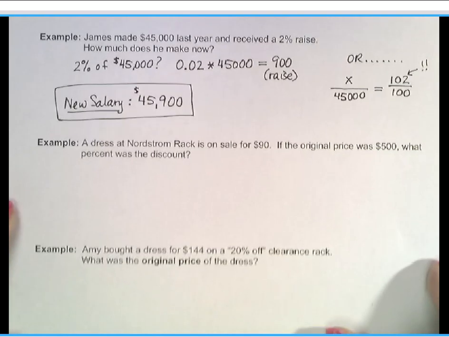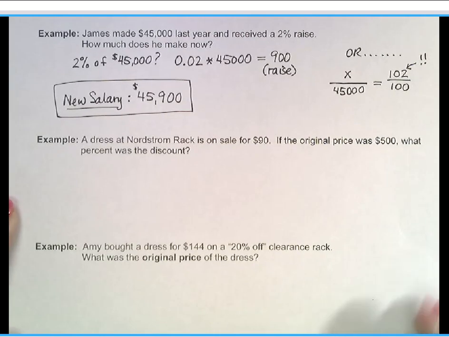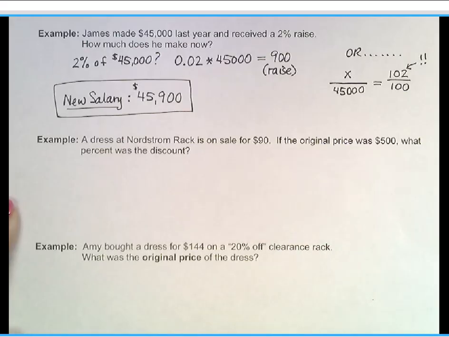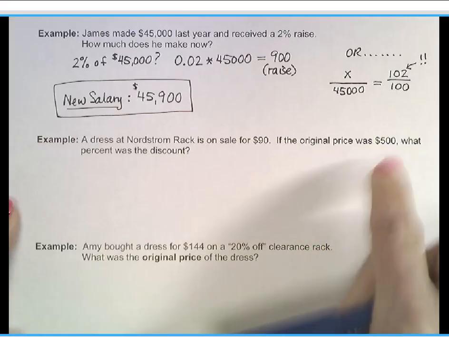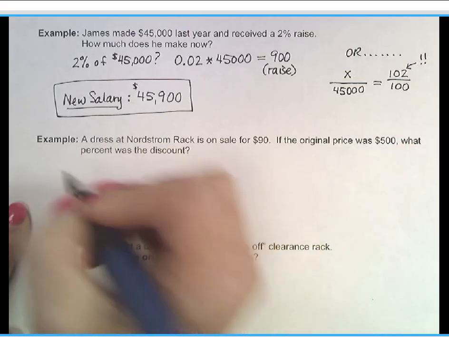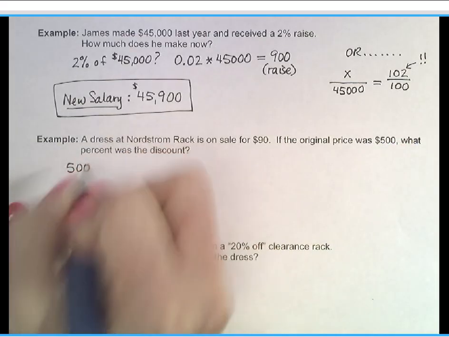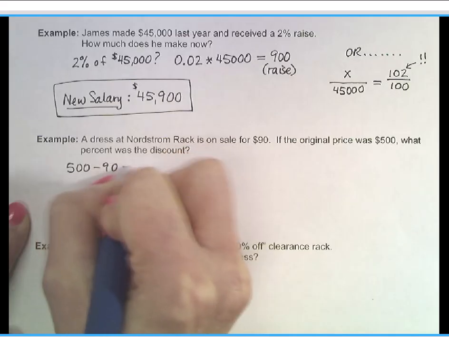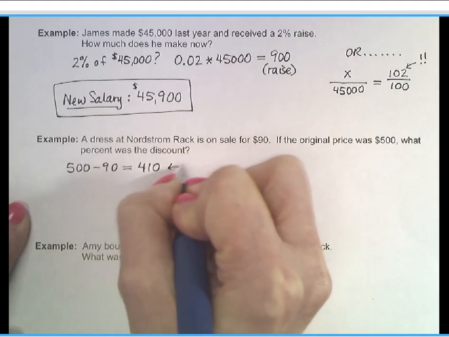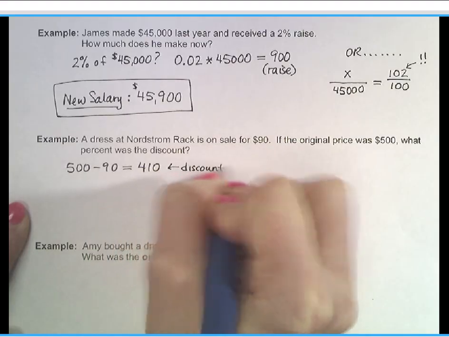We'll do a couple more. A dress at Nordstrom Rack is on sale for $90. If the original price was $500, that's a heck of a deal. What percent was the discount? So I'm not asking what was the dollar amount discount. I want to know what was the percent. And you always compute percents based on the original amount. So let's see, how much was the discount in dollars? If we take the original $500 minus the 90 that it is now, that's 410. That's the amount of the discount in dollars.